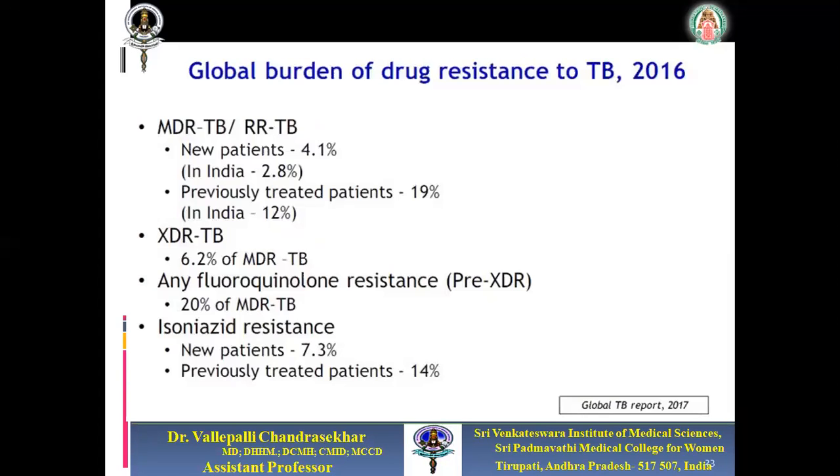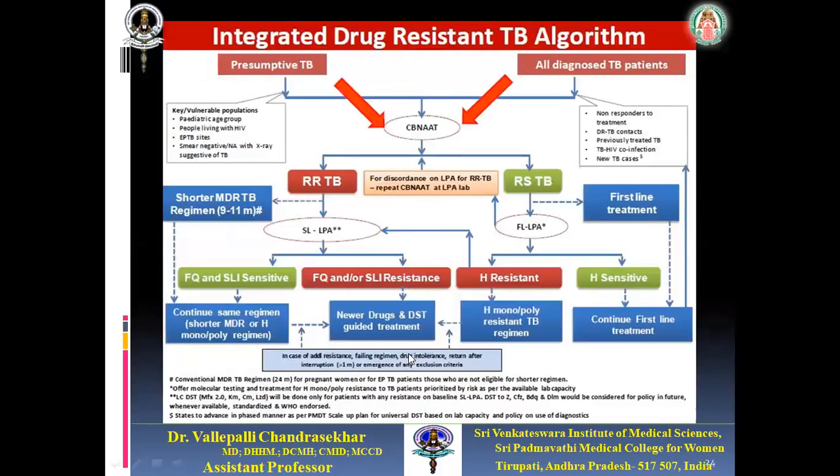So we will see some statistics of MDR TB. This is the global burden of drug resistance to TB. MDR TB cases in new patients, we are seeing 4.1%. In previously treated patients, about 19%. In India, it is about 12%. In XDR TB, 6.2% of MDR TB cases progressed to XDR TB. Then isoniazid resistance: in new patients we are seeing 7.3% and in previously treated, 14%.